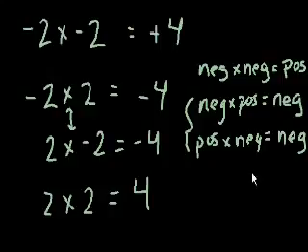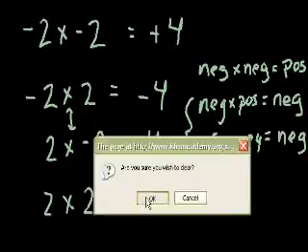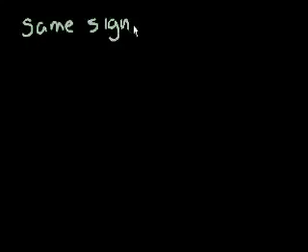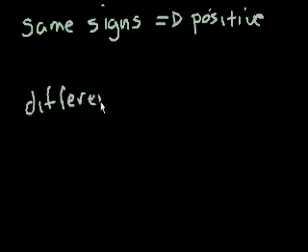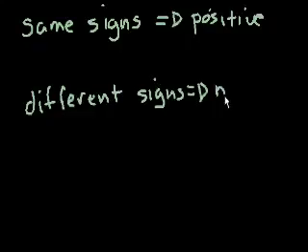I think that last little bit completely confused you. Maybe I can simplify it for you. What if I just told you, when you're multiplying and they're the same signs, that gets you a positive result, and different signs gets you a negative result.